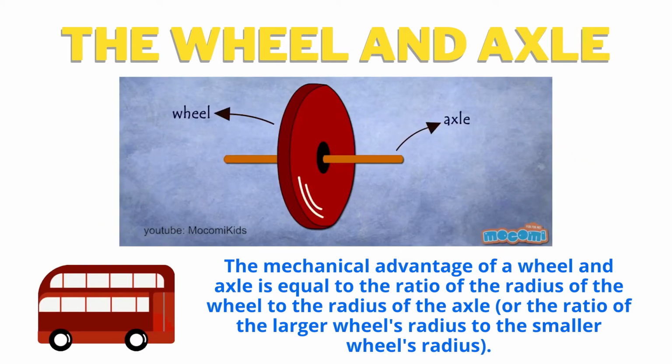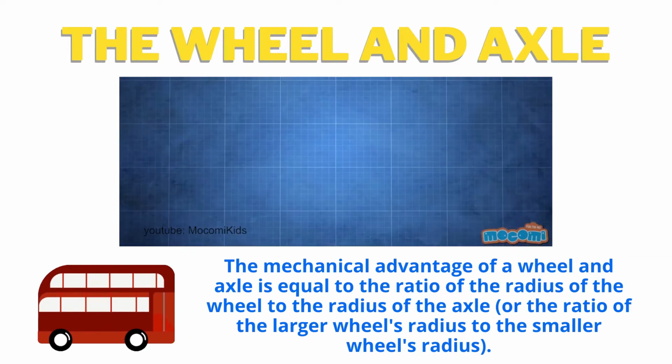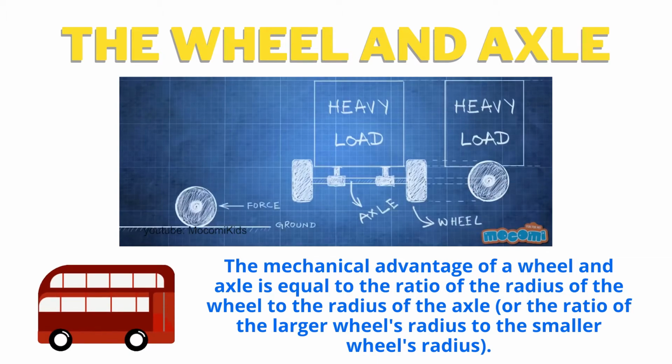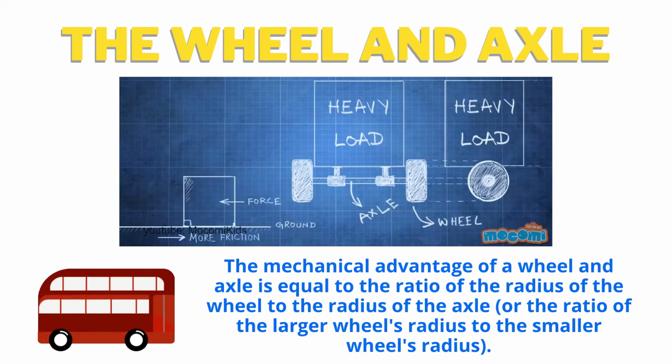The wheel and axle makes work easier by producing an output force at the axle or smaller wheel that's greater than the input force at the larger wheel. The mechanical advantage of a wheel and axle is equal to the ratio of the radius of the wheel to the radius of the axle, or the ratio of the larger wheel's radius to the smaller wheel's radius.